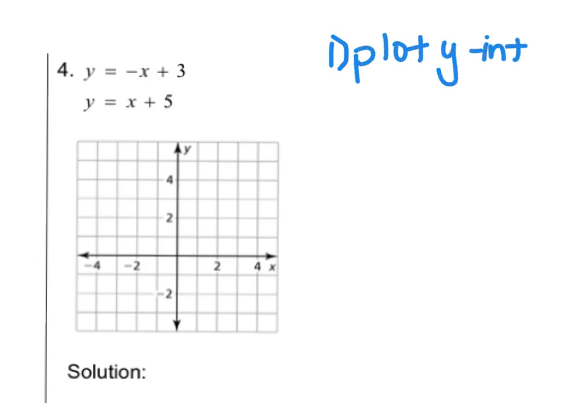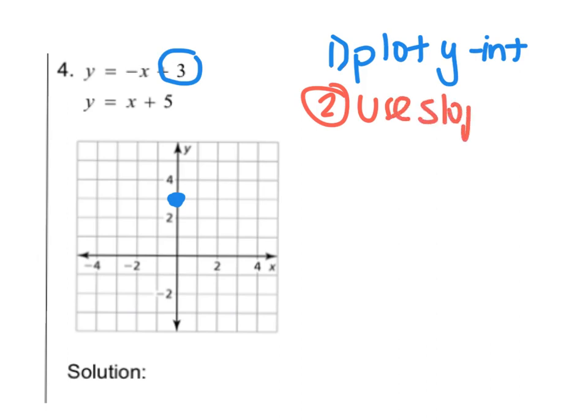Thankfully, our two equations are already solved for y, so we're going to do this with the first equation. My y-intercept is plus 3, so I'm going to go up to positive 3 and put a point there. My second step is I use my slope to rise and run. Remember, your slope is always the number in front of x, which in this particular problem is a negative 1.